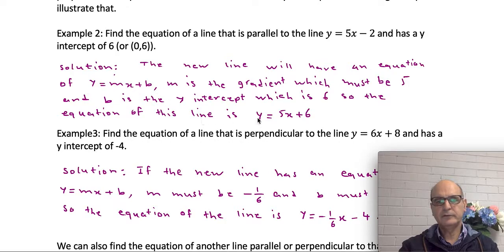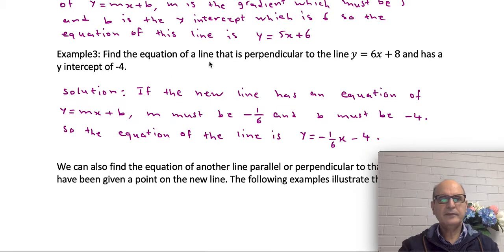So the equation is going to be y equal to m, which was 5 because it's parallel to this line, so 5x, and b is 6. They have told us that the y-intercept is 6. So then y equal to 5x plus 6.